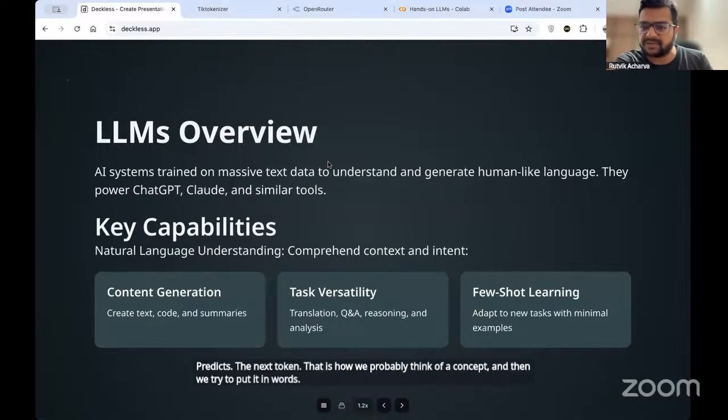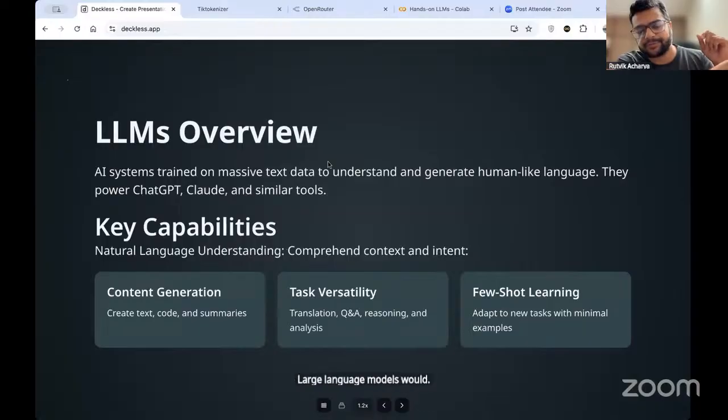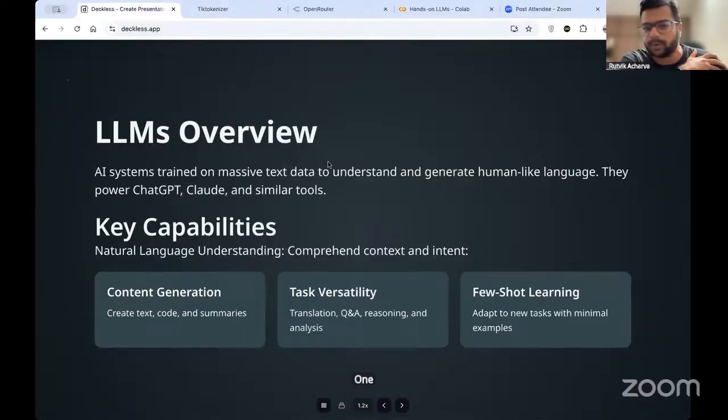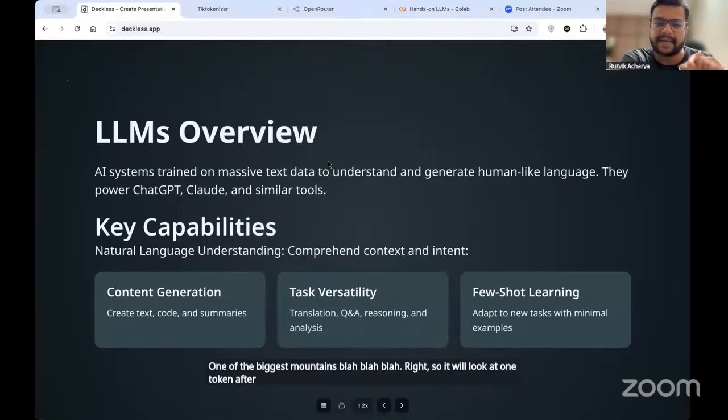Large language models are different. If you ask it, what is the Himalayas, for example, the first token would get generated, and then it might look at the entire sequence and again predict that Himalayas are one of the biggest mountains, blah, blah, blah, right? So it will look at one token after the other. So at its most fundamental level, that is what we're talking about, right?